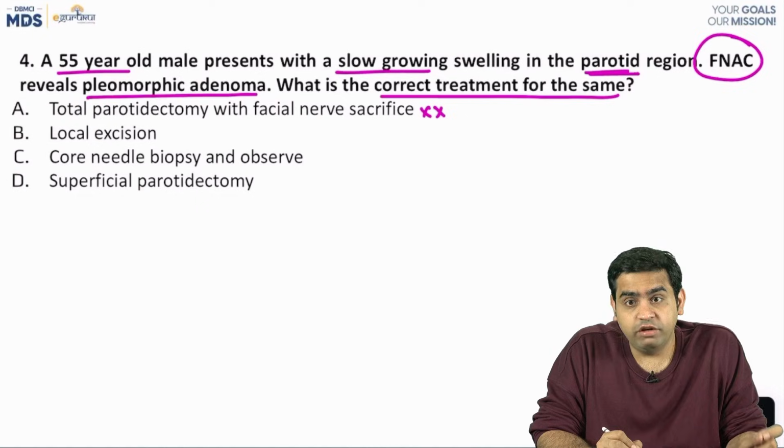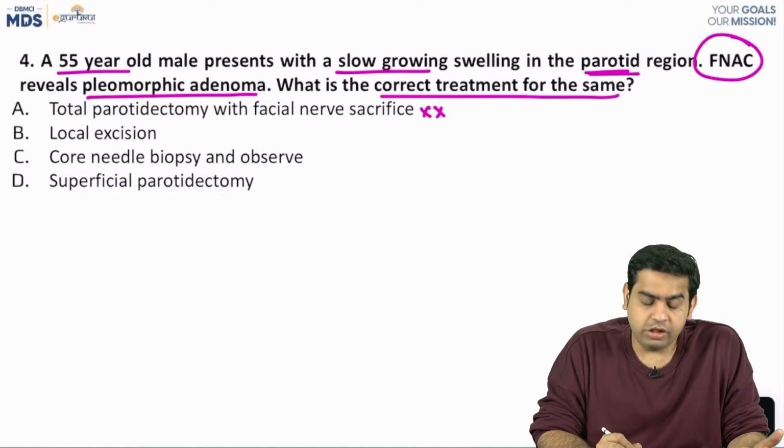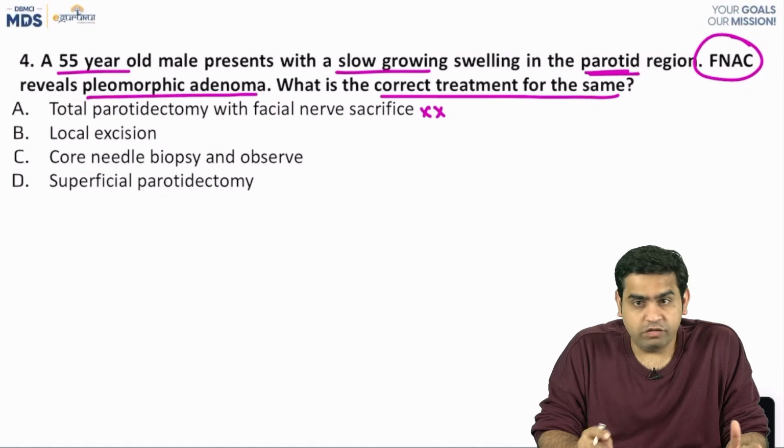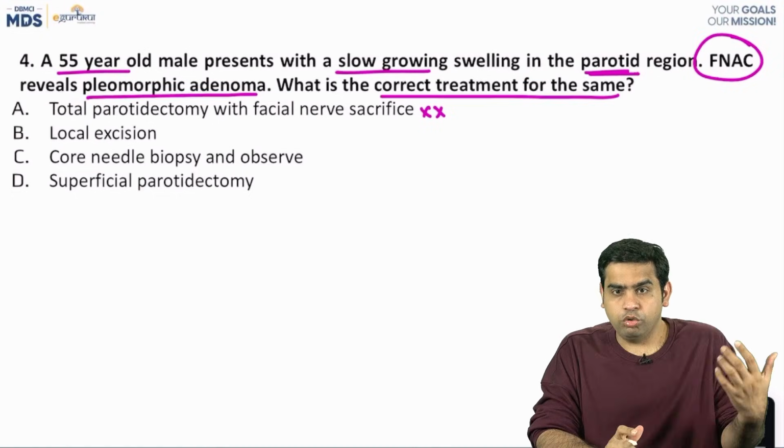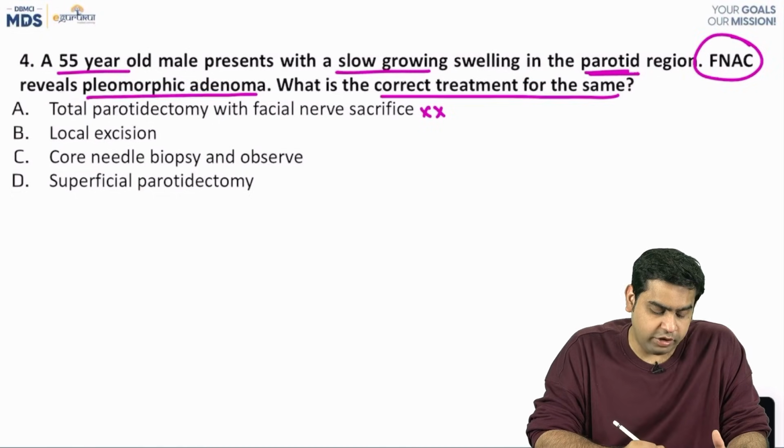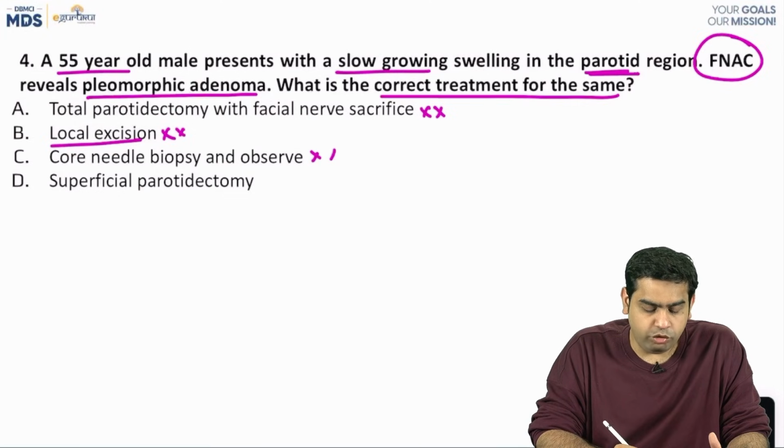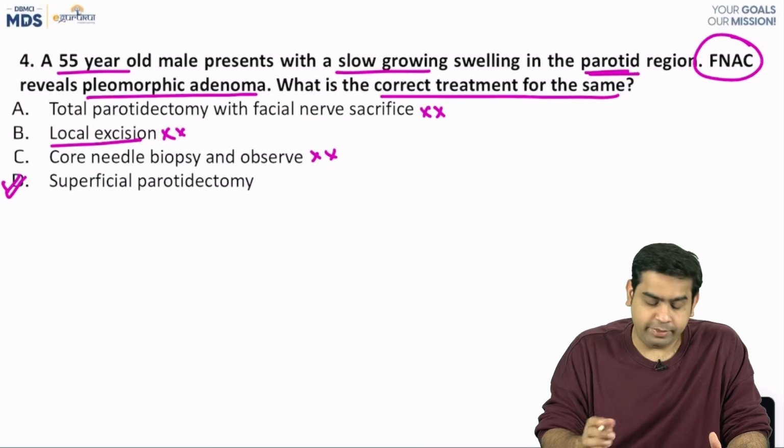If the facial nerve is involved, in that particular scenario, yes, you may go ahead with the total parotidectomy with facial nerve sacrifice, but not otherwise. So usually it's not the one which is done. Local excision? No. Core needle biopsy and observe? Why would you observe? It's a superficial parotidectomy. So if there is a pleomorphic adenoma, the treatment of choice is superficial parotidectomy.